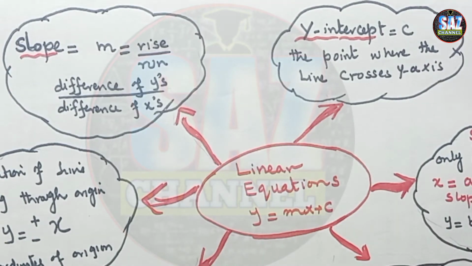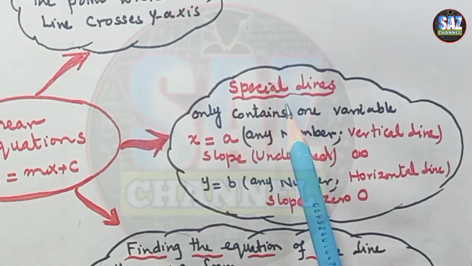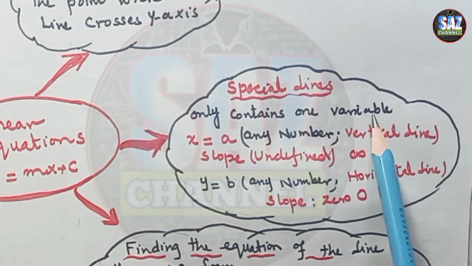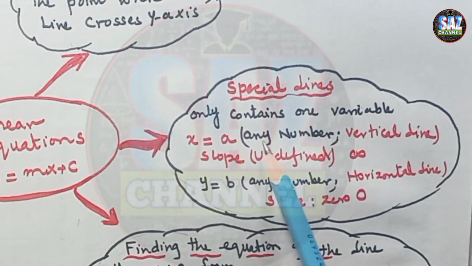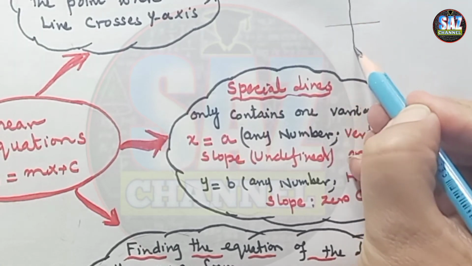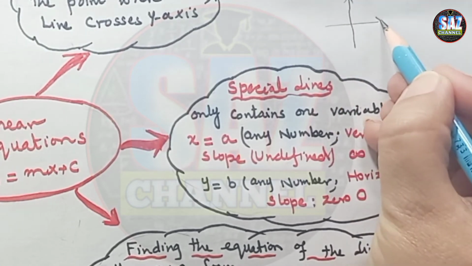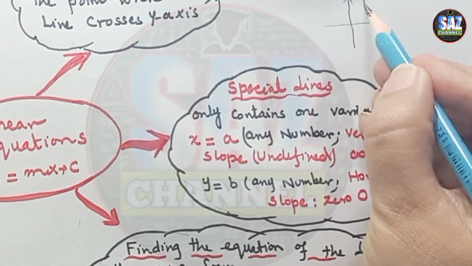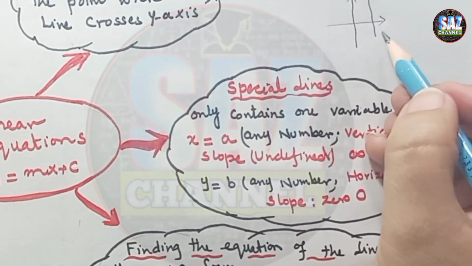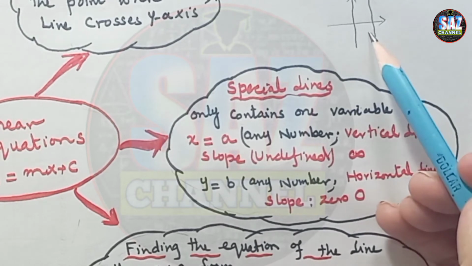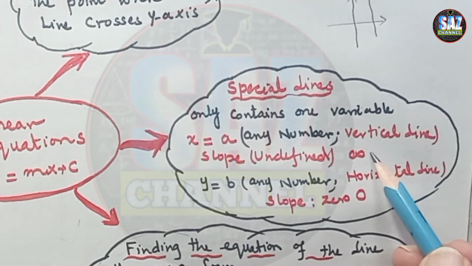Then the next thing is to understand what the special types of lines are. Special types of lines contain only one variable, like x equals a, any number. If I draw the sketch over here, we can see that this is my Cartesian coordinate axis, and x equals a means that the line is cutting at some point on the x-axis. Okay, then it's a vertical line, it's parallel to the y-axis, and its slope is undefined.